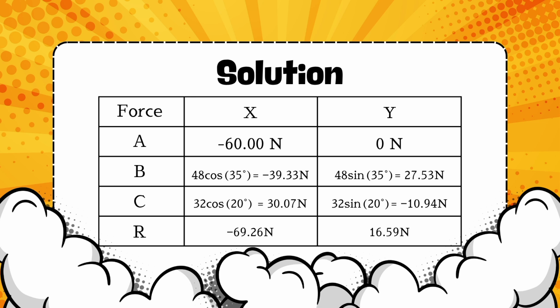Step 3. Add the x and y components. For the total of x, we're going to add negative 60 newtons plus negative 39.32 newtons plus 30.07 newtons. And that leaves us with negative 69.32 newtons west. For the total of y, we will add 0 plus 27.53 plus negative 10.94 newtons. And that leaves us with 16.09 newtons north.